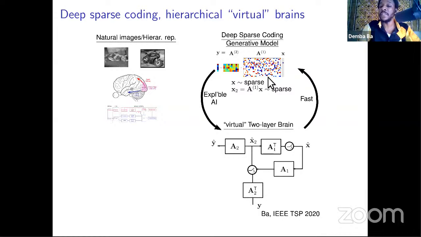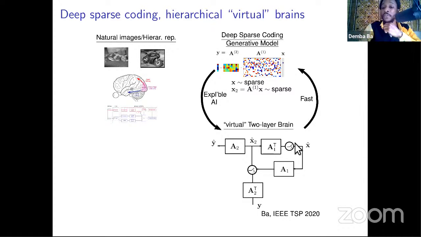And the way we think of A2 and A1 in neuroscience is that you should think of Y as the retina. You should think of the hidden representation that precedes the matrix A2 as neural activity in V1, which is the first layer of visual processing. You should think of X1 here as neural activity in V2, which is the next layer of visual processing, and so on and so forth.